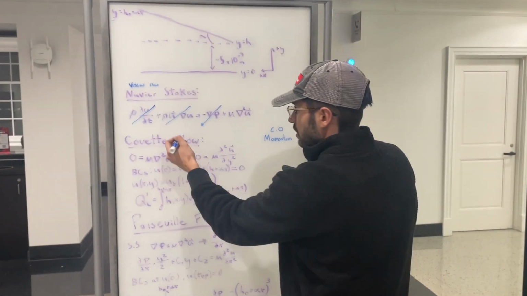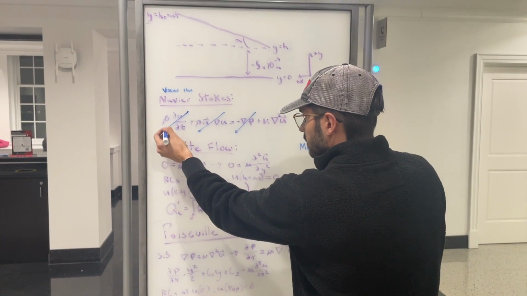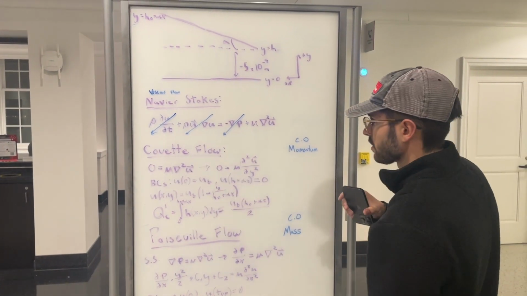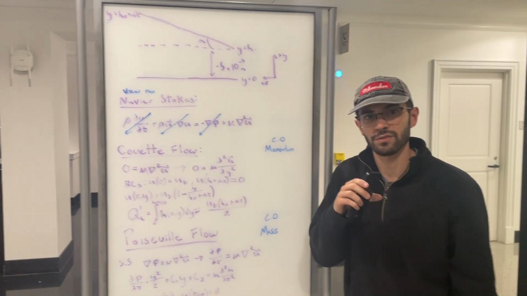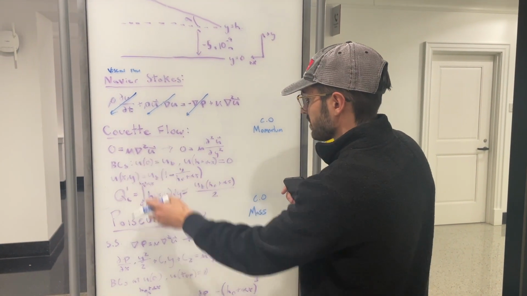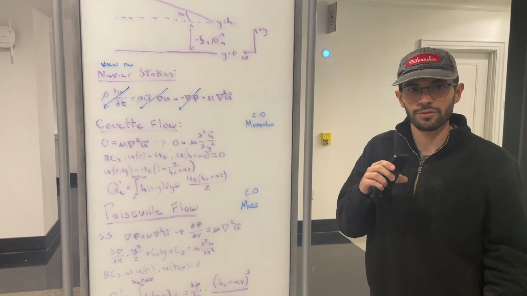This assumption is going to change later, so I want you to remember that. That'll happen when we come down here, but for now we're going to take the fact that all of these terms go to 0, and we're going to remember that our viscous force per unit volume is equal to 0. For analyzing the Couette flow, we're going to take two boundary conditions.